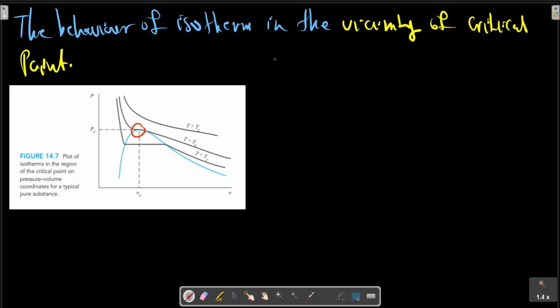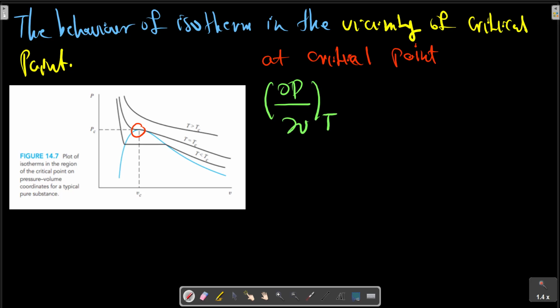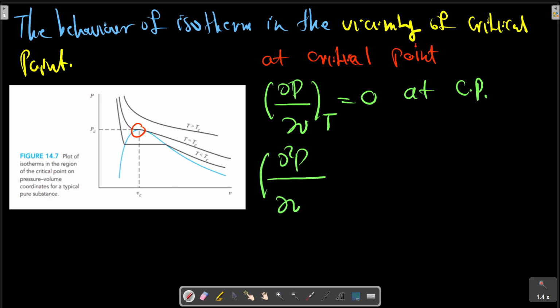At the critical point, PC, around P and around V, the critical point is a feature that is used to constrain many equations of state.